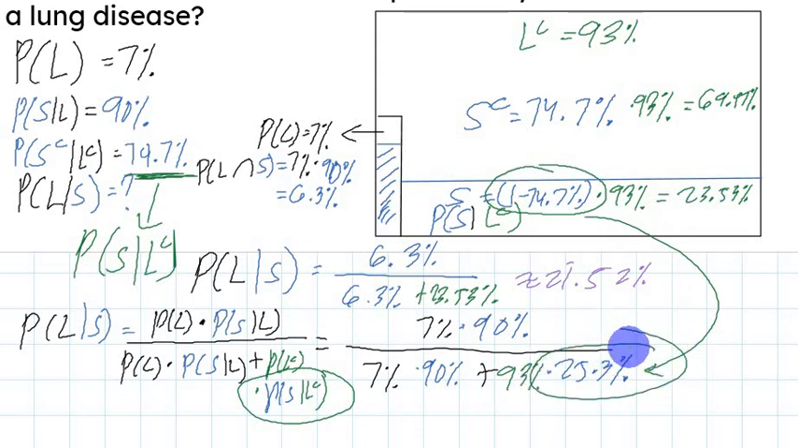Therefore, the probability of a person having lung disease given that that person is a smoker is 21.52%. That's an example of Bayes' theorem.